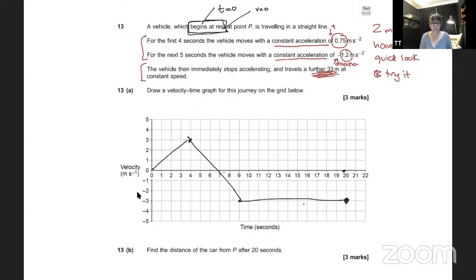Great. Okay, part B, find the distance of the car from P after 20 seconds. Exactly the same question as before. Exactly the same question. Why? Because they can only test 2 things. And no matter how creative your examiner is, there aren't that many questions you can ask that only test 2 things. So the distance of the car from P after 20 seconds. So this is forward. This is back.